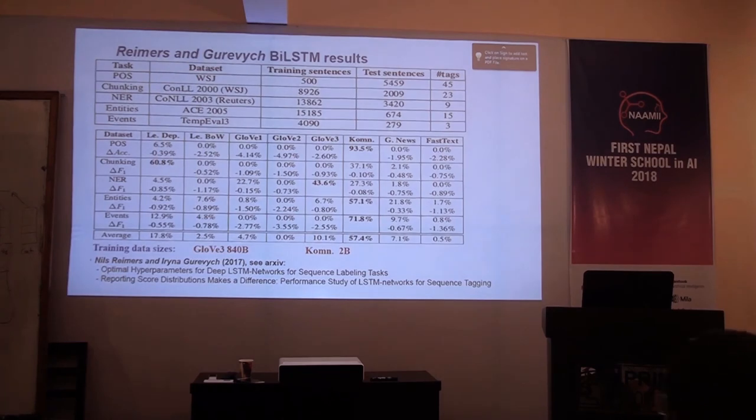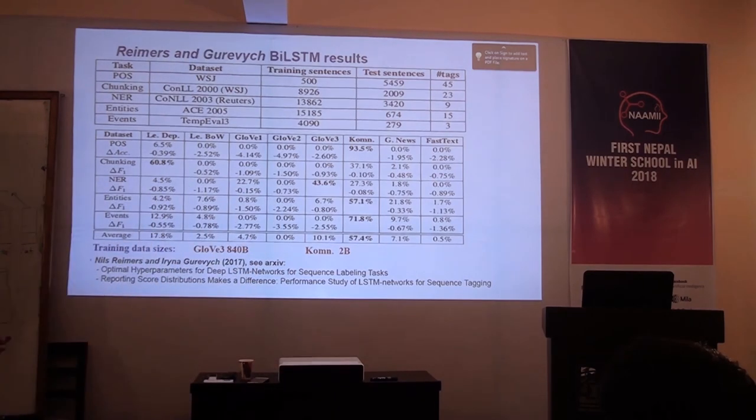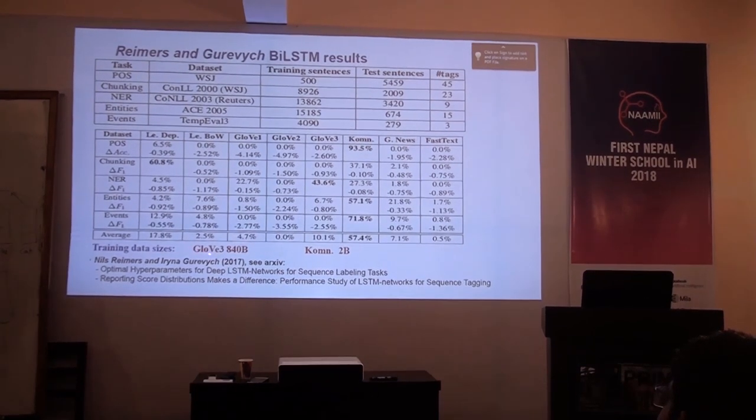So this is some evaluation result. I need to stop, so in 2 minutes, I'm going to stop. Using the kind of embeddings I just described earlier, so this is our embeddings. You can see the training size. The GloVe embeddings from Stanford were trained on 480 billion words. That's a very big corpus. Our embeddings were trained on 2 billion words.